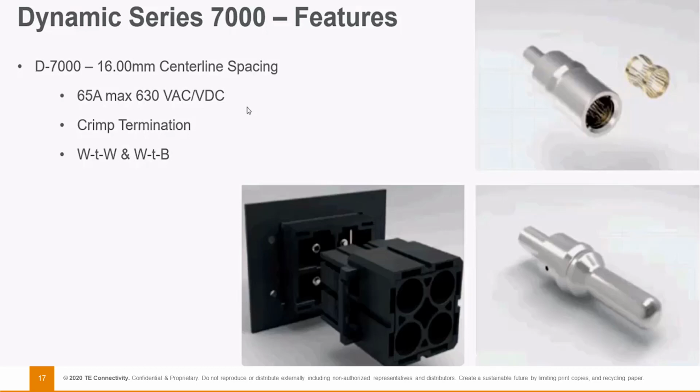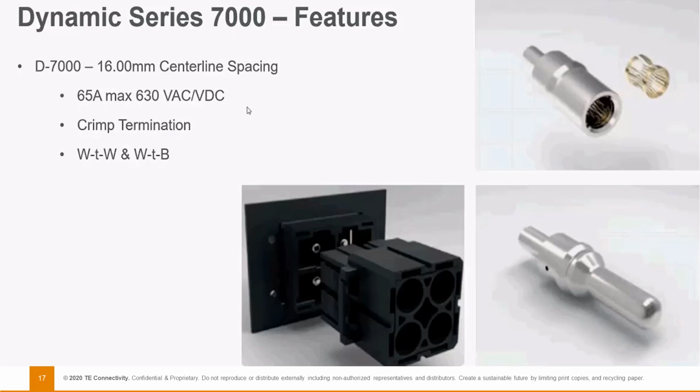Next in line is the Dynamic Series 7000, designed for higher power applications. With a standard pitch of 16 mm, the Dynamic Series D7000 boasts an impressive current capacity of 65 A. The voltage rating is consistent at 630 volts, and it supports wire sizes ranging from 16 to 8 AWG. As we progress from the 4000 to the 7000 series, the current carrying capacity increases, showcasing the versatility and robustness of the Dynamic Series connectors across a spectrum of applications.